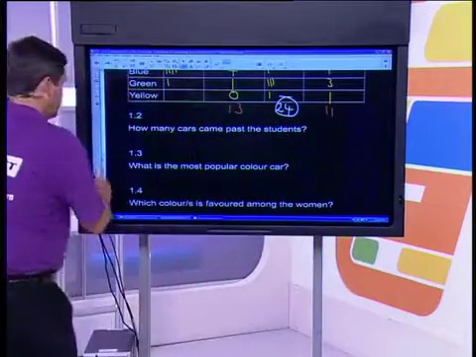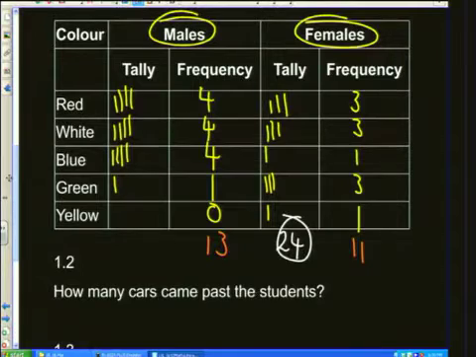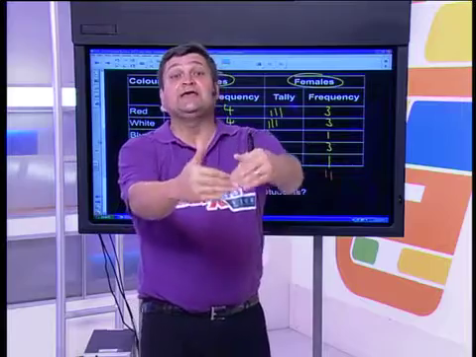Okay, what is the most popular color car? James, can we answer that? Red, white, and blue. Absolutely wrong. The most popular color car. Exactly. Now, what James has done is he's read the question and he hasn't read the question. Does that make sense? Okay? So sometimes you can read something, but you're not actually taking note of what the question's saying. So the question is not saying to us, what color car is popular amongst the different sexes? It's saying, what car is the most popular in total?